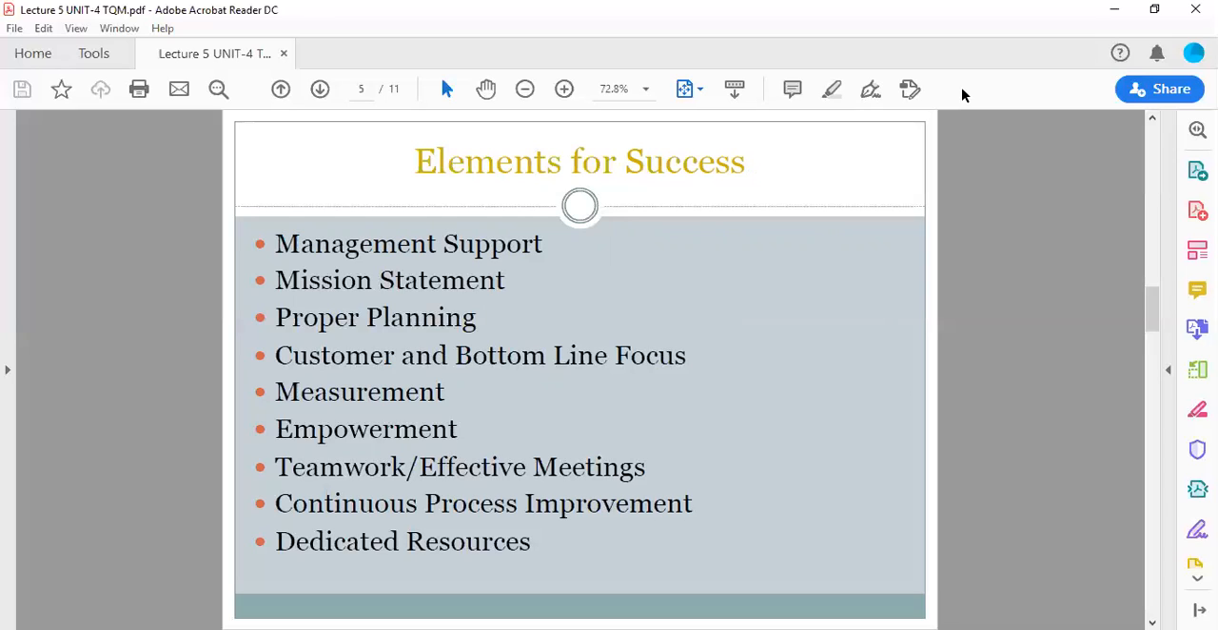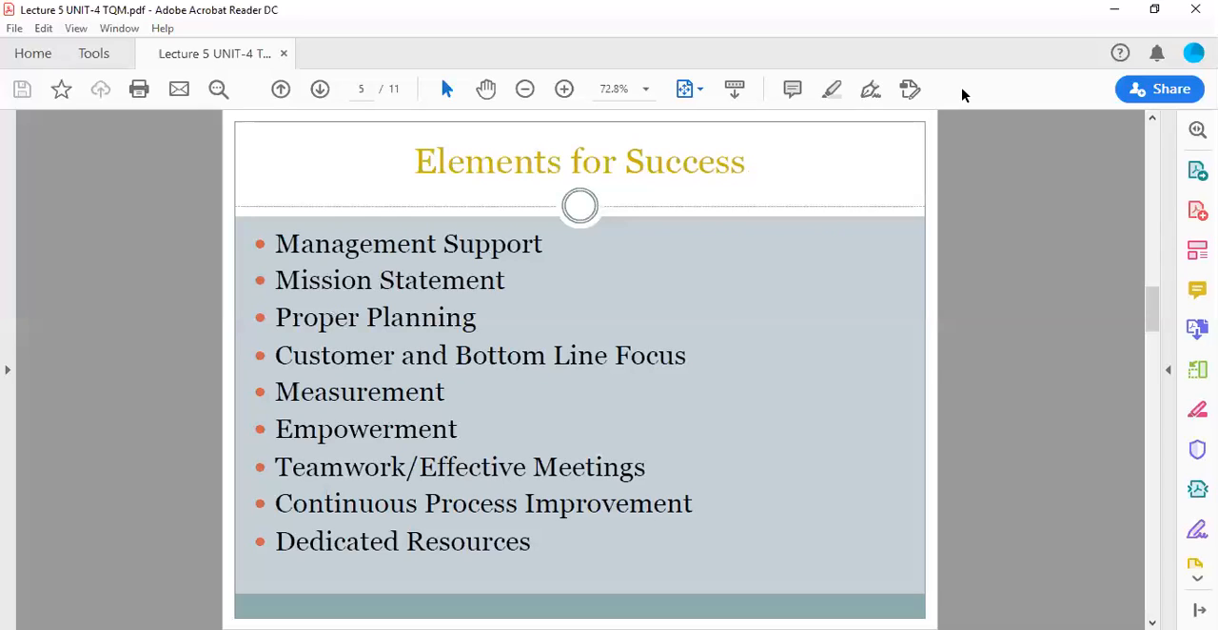Okay, mission statement: whatever we want to deliver must be kept in a single line statement, and we must be strict to the quality of that particular product. Okay, that is the mission statement. It's a single line statement.